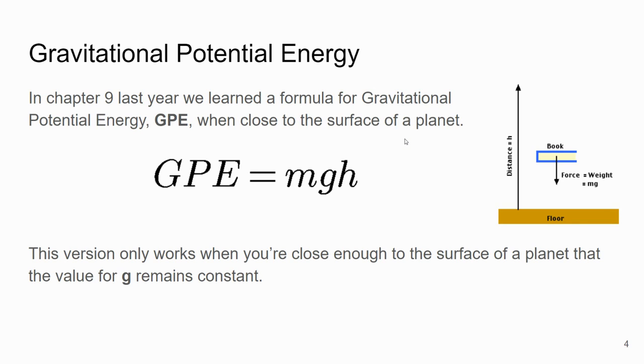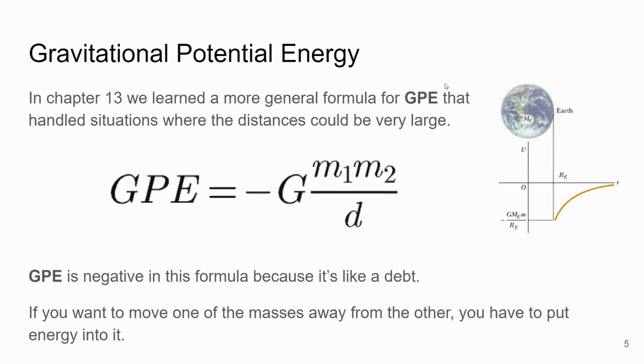And again, this works if you're starting and ending your problem near the surface of the Earth. So you raise a book over the floor and you drop it. Okay, you are always near the surface of the Earth, so you use this formula. If you're dealing with bigger distances, you have to use this one. So GPE is equal to negative all of this stuff.